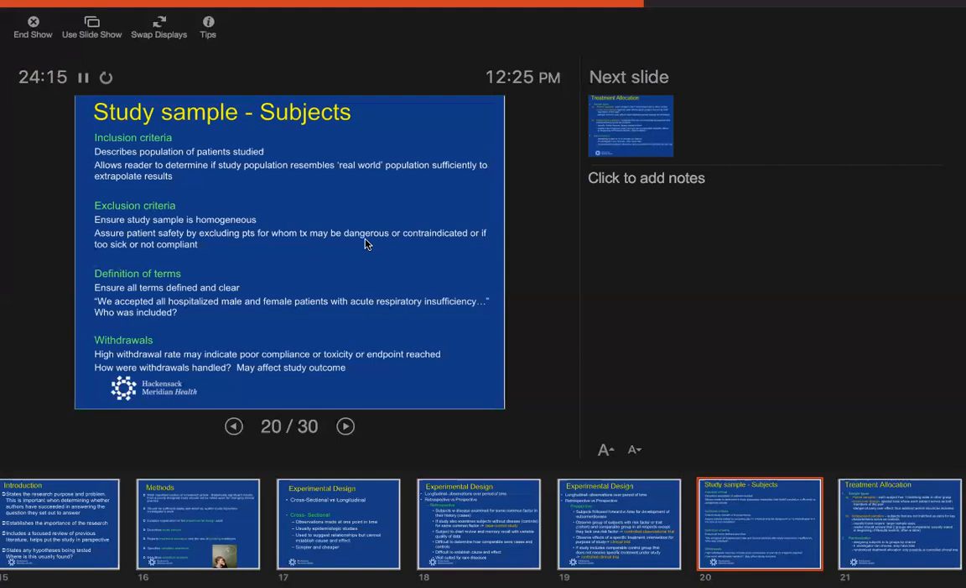Also, you want to look at what the withdrawal rate is in a study. If the subjects had a hard time complying with the treatment, if the treatment was too toxic and subjects ended up withdrawing and leaving the study, and then how were the withdrawals handled? So if the people withdrew because the treatment was not beneficial and they just excluded them from the study and didn't count them in any way at all, then it could lead to biased results. If the study had a lot of toxicity and people had to drop out, it's important to know that. So how the withdrawals were handled is important.